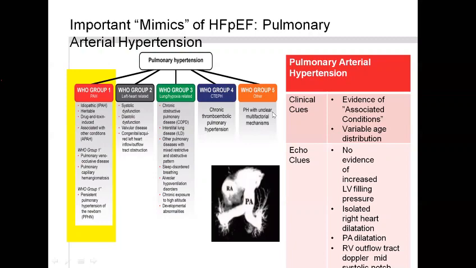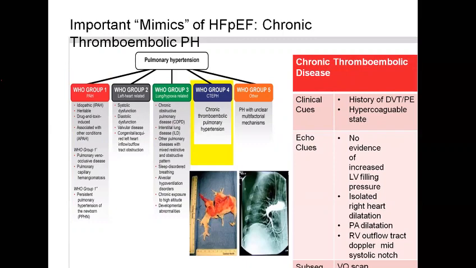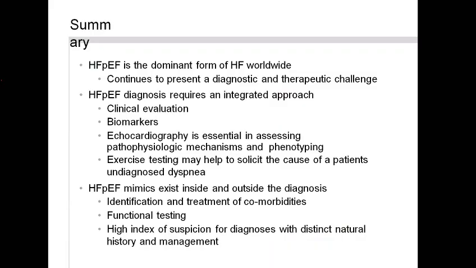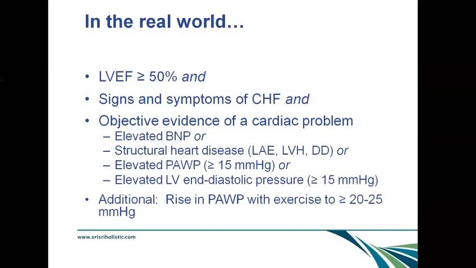So we are all used to diagnosing primary pulmonary hypertension as well as chronic thromboembolic pulmonary hypertension, which present with symptoms of unexplained dyspnea. So the question is when to invasively monitor these people.